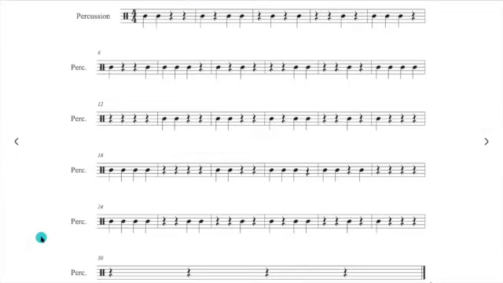1, 2, ready, go. Strum, strum, strum, strum. Rest, rest. Strum, strum. Rest, rest. Strum, rest. Strum, rest. Strum, strum. Rest, rest. Strum, rest. Strum, rest, rest, rest, rest, rest, rest, rest.